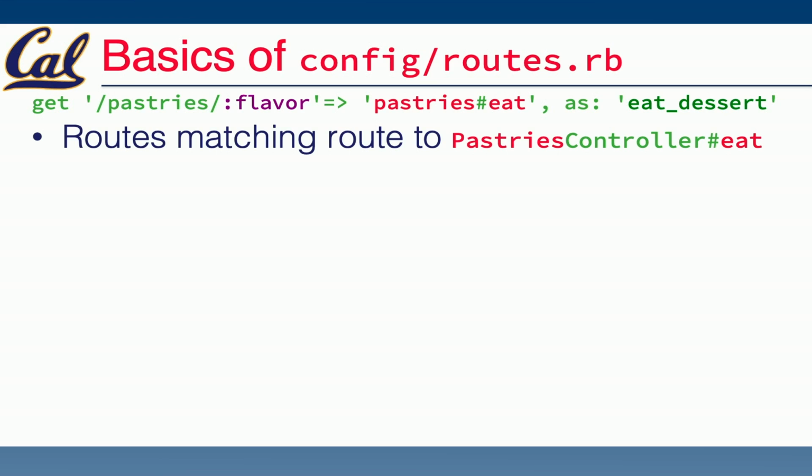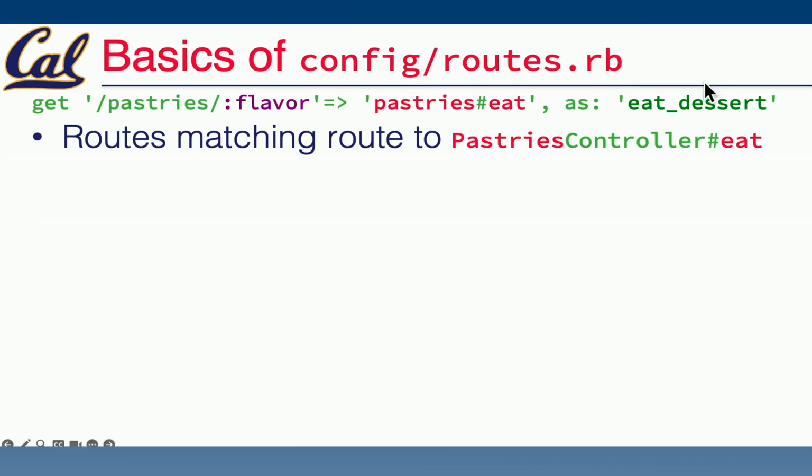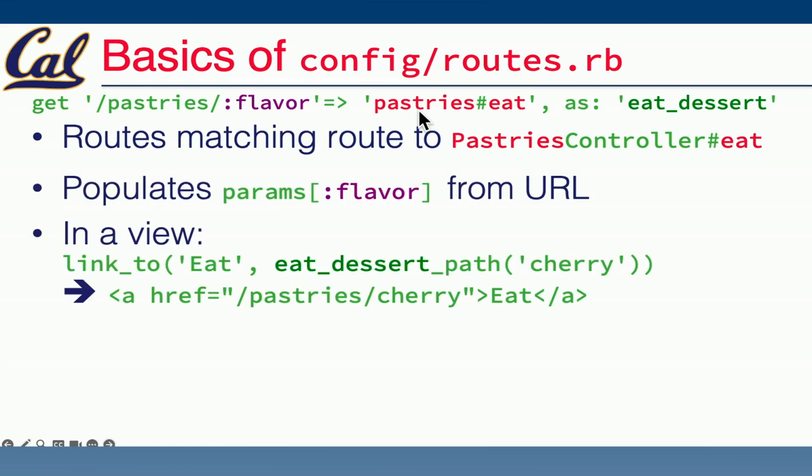So Rails parses this command, and it automatically knows how to match this URL to the particular action, pastries controller with the method eat. Note here, we didn't specify pastries controller either as a controller or as a file name. Rails figured that out for us. This gives us a URL which has a URL parameter, in this case called flavor, which Rails will automatically make available to our code in a hash called params.